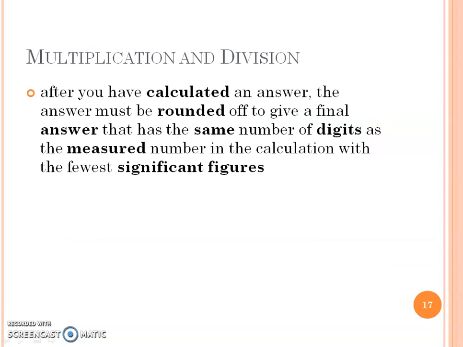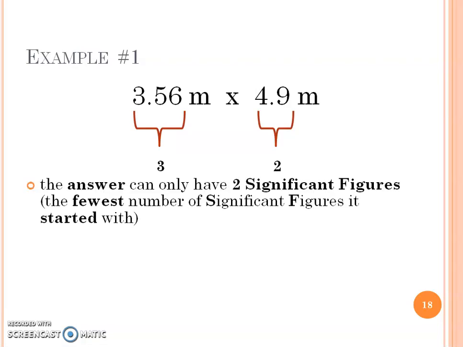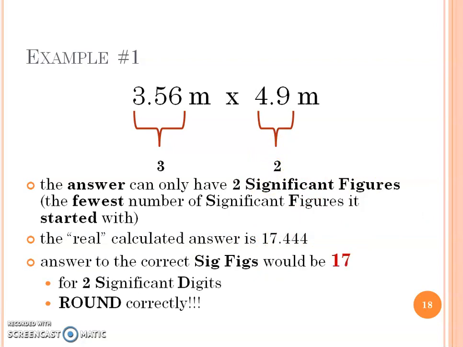Multiplication and division. Here, ladies and gentlemen, we do go by sig figs. So we're going to do kind of the same thing, but instead of decimal places as when we're adding and subtracting, now we're going to go by the fewest number of significant figures or significant digits in the number. So again, here are our 2 numbers we're going to multiply. We have 3 sig figs in that number and only 2 in that number. So the answer can only have 2 sig figs, the fewest number that we started with. Again, we do the entire calculated number, put all of those numbers in our calculator, and we get this. Now we have to round to 2 sig figs, which would be 17.